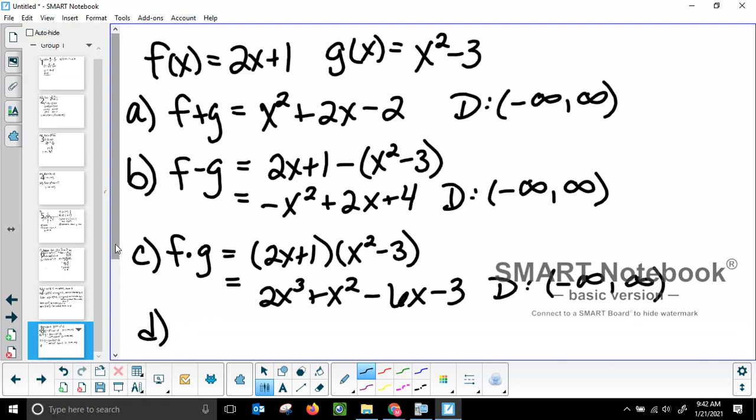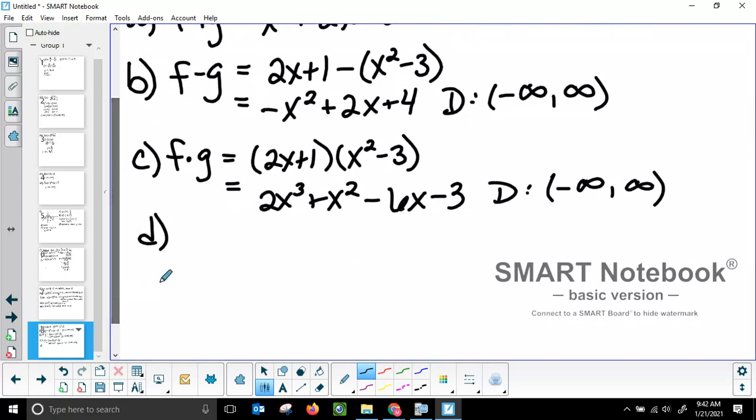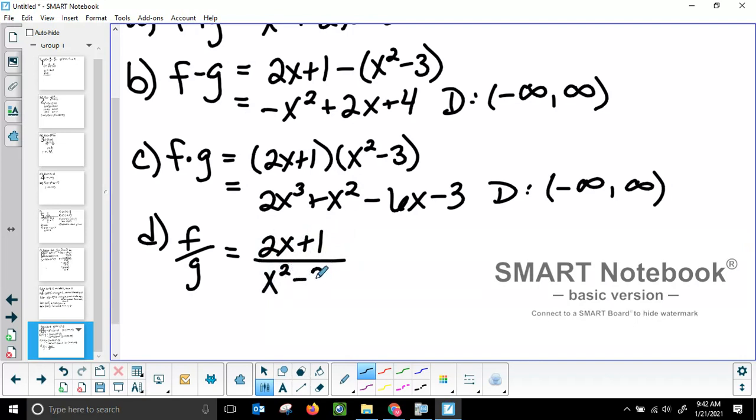And finally, D is f divided by g. All right, so that's going to be 2x plus 1 over x squared minus 3. Okay, this can't be simplified at all, so all we have to worry about is the domain.